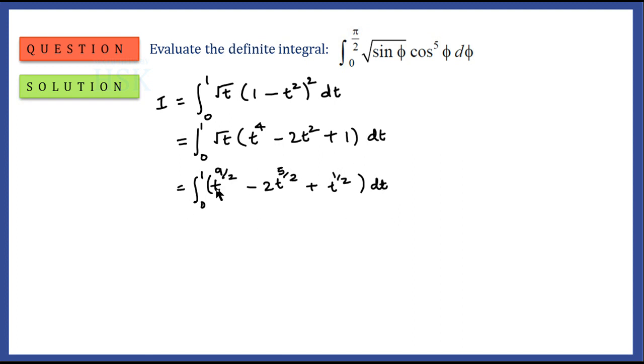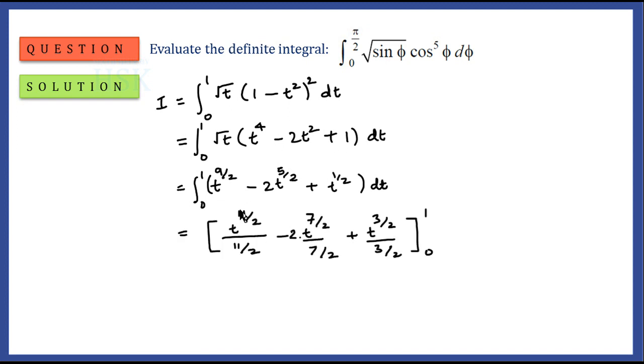Now I can integrate each of the terms and write t to the power of 9 by 2 as t to the power of 9 by 2 plus 1 upon 9 by 2 plus 1, which gives me t to the power of 11 by 2 upon 11 by 2. Similarly, this 2 as it is, t to the power of 5 by 2 is integrated as t to the power of 7 by 2 upon 7 by 2. Further, t to the power of 1 by 2 is integrated as t to the power of 3 by 2 whole upon 3 by 2.